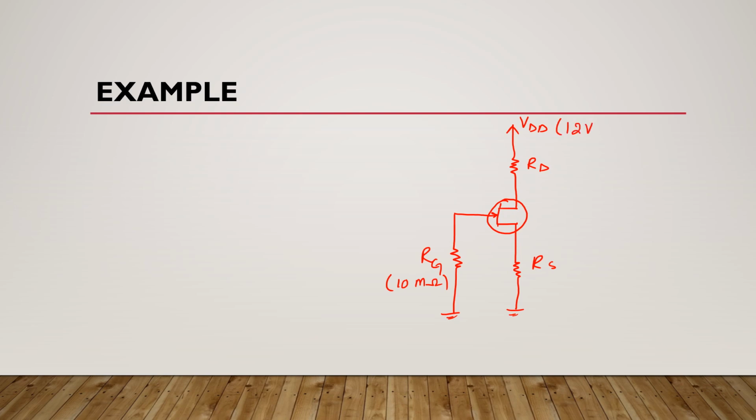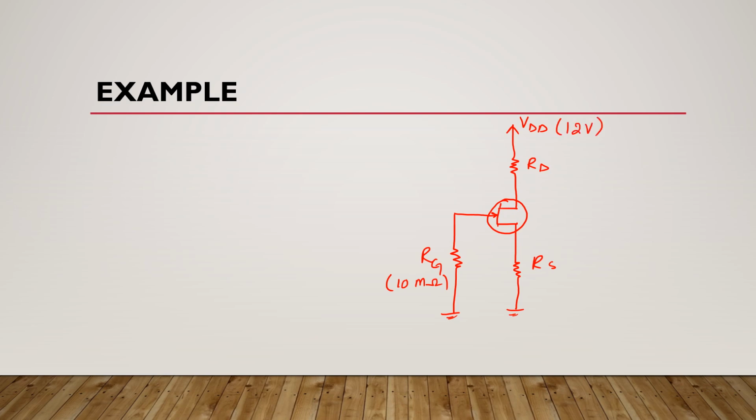Now look at this example. If you have a JFET configuration like this, where the arrow is here, it means it is an N-channel JFET. Here you have source resistor. Here you have gate resistor, suppose its value is 10 mega ohms, and here we have drain resistor RD, and here we have VDD, suppose its value is 12 volts.